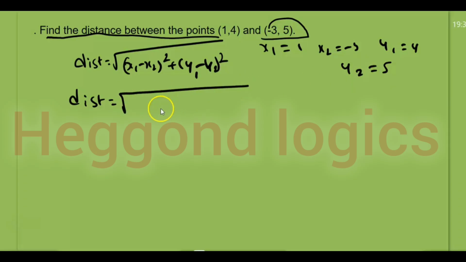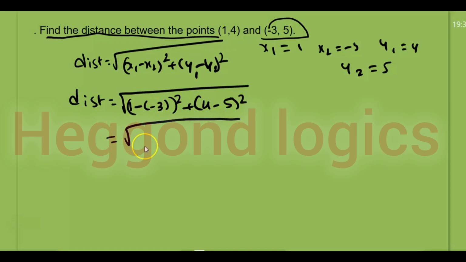For the x1, y1 and x2, y2 values in this formula, x1 is equal to 1, so 1 minus, and in the bracket again minus 3, whole square, plus y1 is 4 minus 5, whole square. Then square root of, minus into minus is a plus, 1 plus 3 whole square plus 4 minus 5 is a minus 1 whole square.